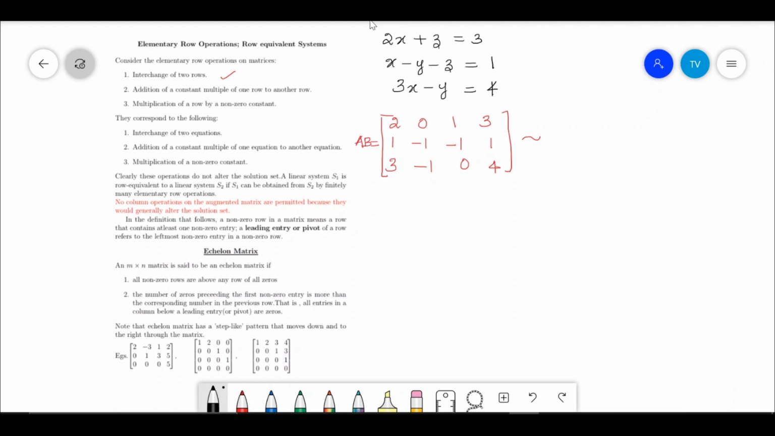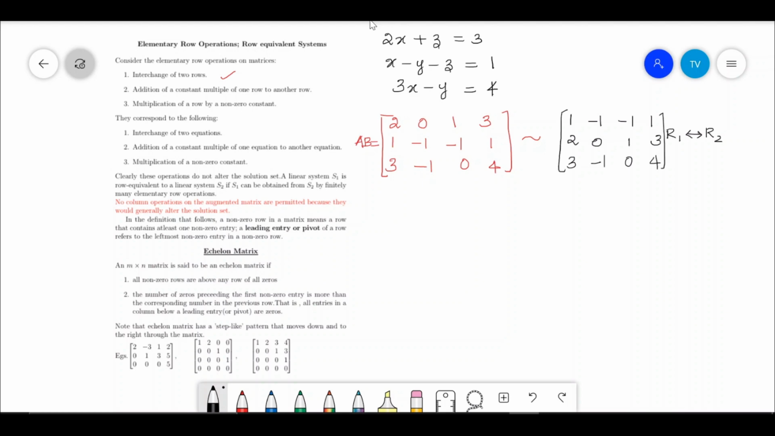By the first elementary transformation, let me interchange R1 and R2. By interchanging R1 and R2, we are simply writing R1 in place of R2 and R2 in place of R1. So R2 is written in place of R1, and the first row becomes the second row, 2 0 1 3. And since I have not done anything with respect to the third row, it remains intact. So 3 minus 1 0 4 is the third row.